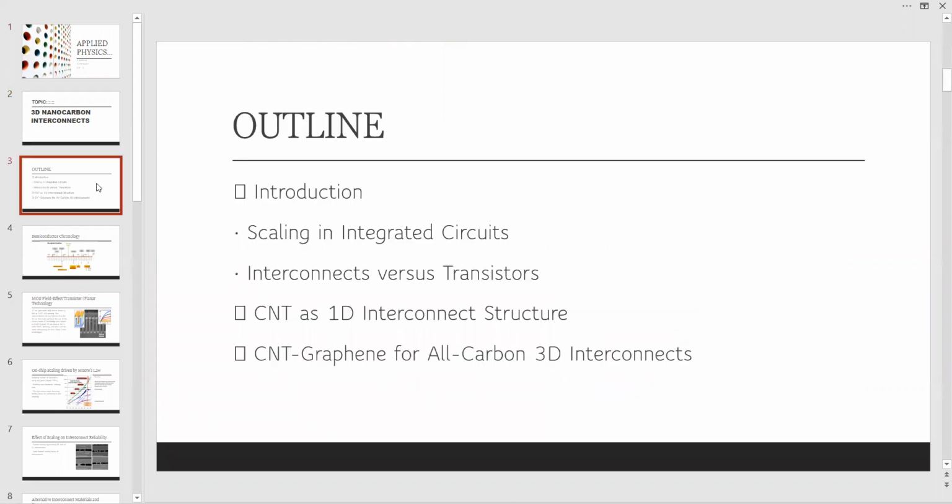In this we are going to see introduction, scaling in integrated circuits, interconnects versus transistors, CNT and 1D interconnect structure, CNT graphene for all carbon 3D interconnects.